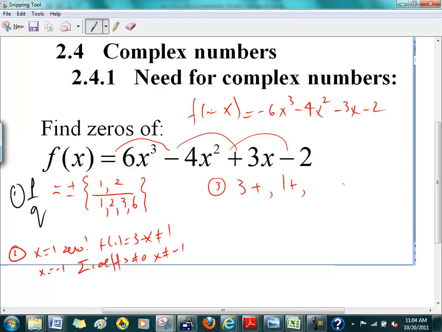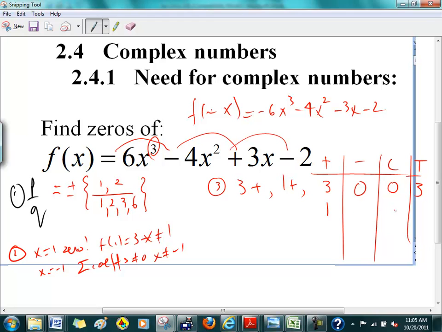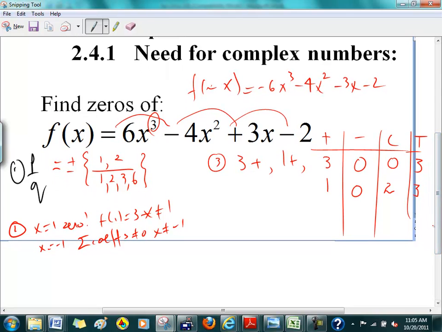Okay. Well, let's do it. So let's do our table. So Zara, what was our table? Positive, negative, complex, total. So it's either 3 positive, which means how many negative then? And how many complex? And total? Total will be whatever this number is. Or it's 1 positive, and the other 2 will then become? Complex? And this would be 3, and how many negative? So notice that there are no negative roots in there.